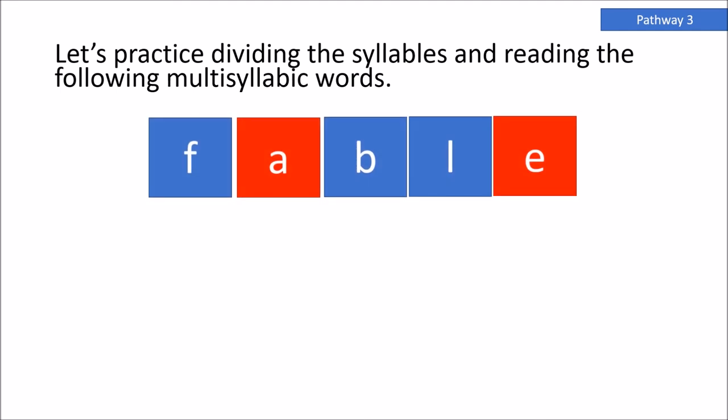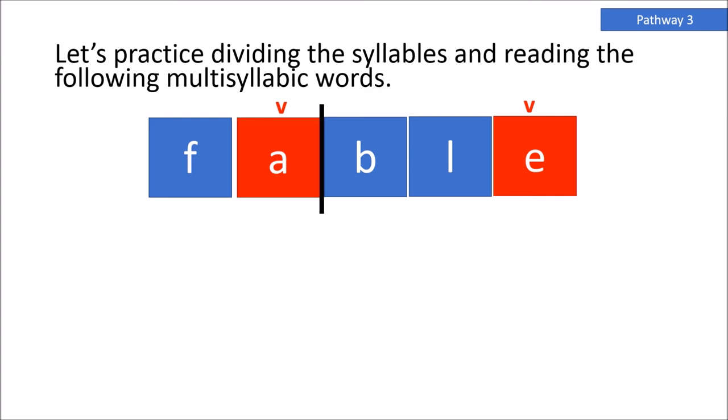The first thing we need to do is identify the vowel spots. We notice that there is a consonant LE as the second syllable, and so when we have the consonant LE, we need to keep that together. And so we are going to draw a line between the A and the B to divide these syllables and keep that consonant LE together.